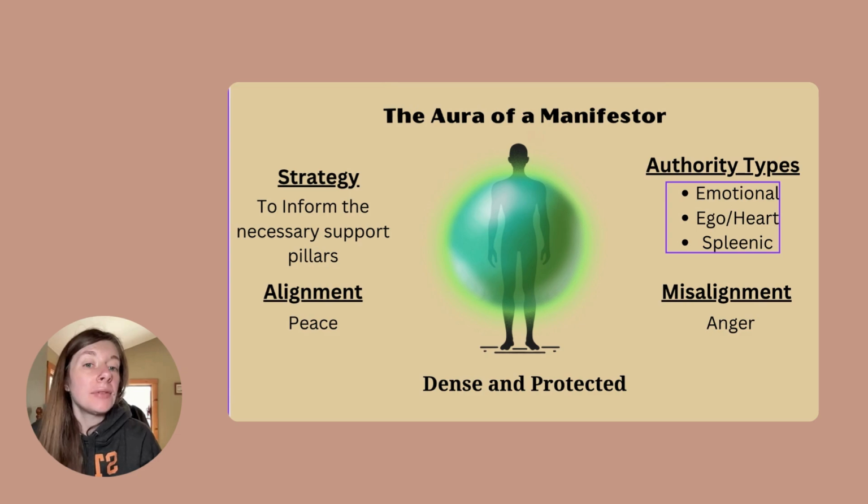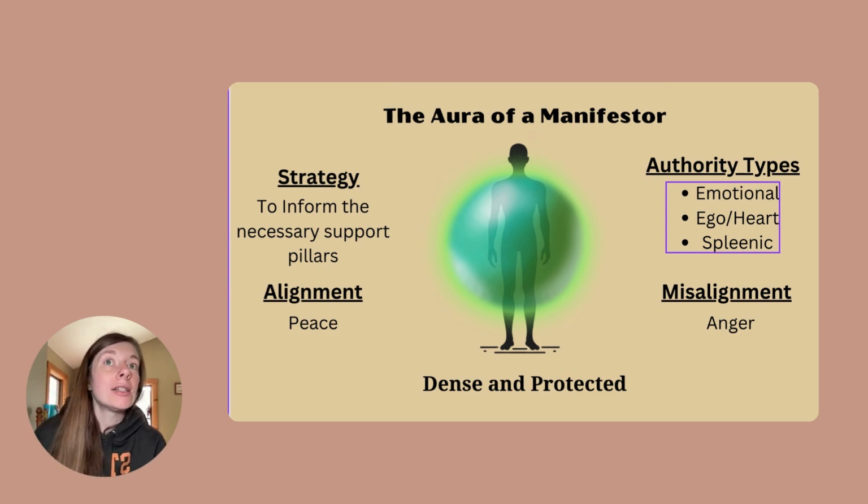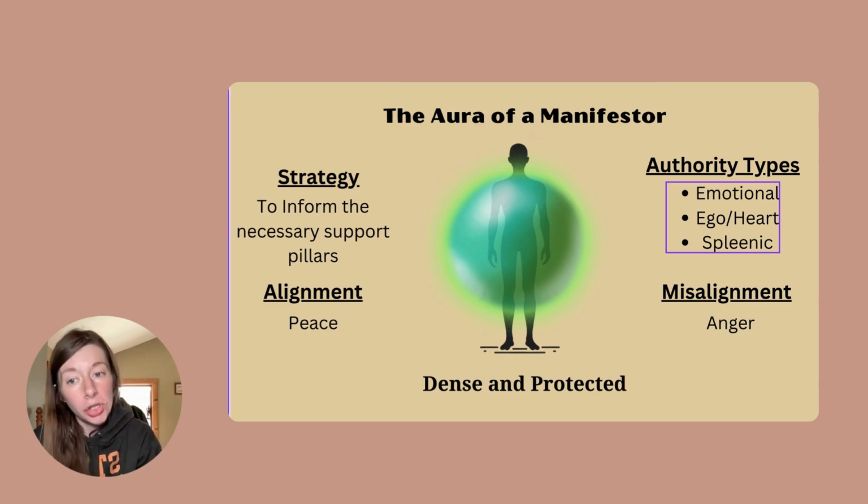But back to being out of alignment, or conditioned. When a manifestor is somehow conditioned, it often happens aggressively in early childhood.